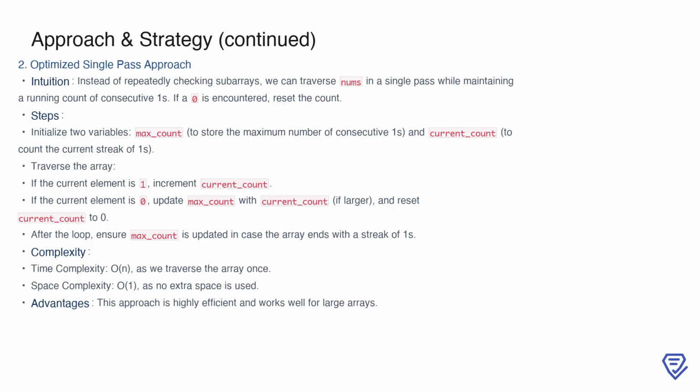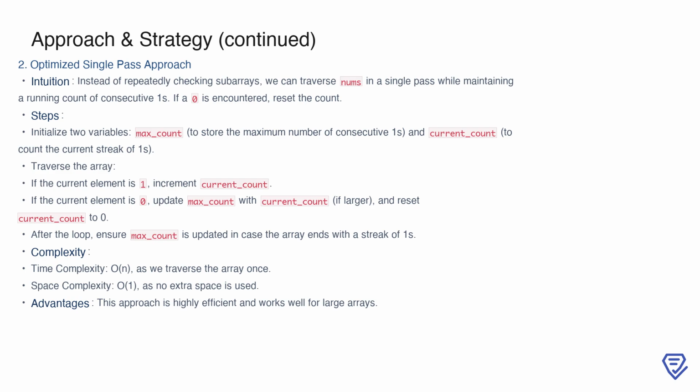This method allows us to traverse the array just once while maintaining a running count of consecutive ones. The key idea is to use 2 variables, max_count to store the maximum number of consecutive ones observed so far, and current_count to track the current streak of ones. As we iterate through the array, if the current element is 1, we simply increment current_count. If we encounter a 0, we update max_count if current_count is greater, and then reset current_count to 0. At the end of the traversal, we ensure that max_count reflects the longest streak, even if the array ends with ones.